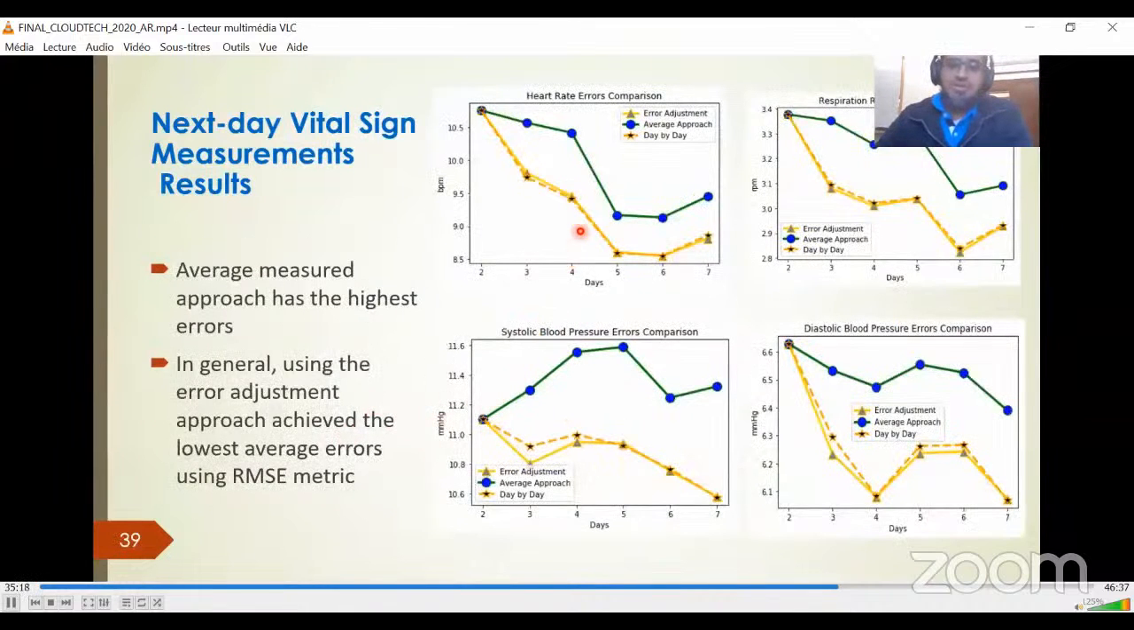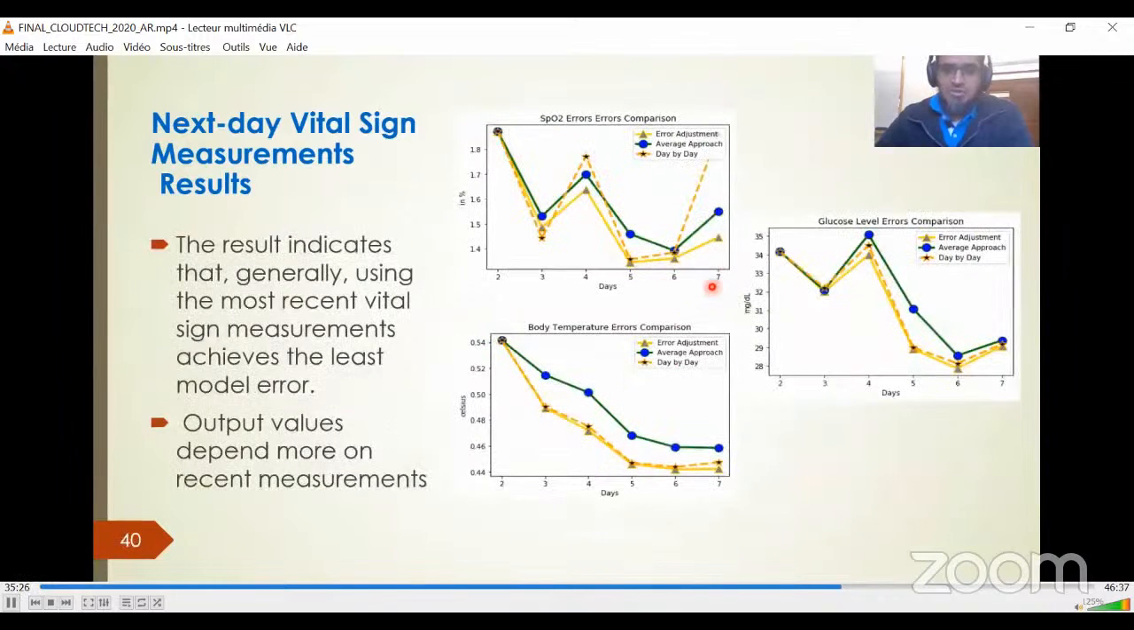Second, we can see that the error adjustment in general achieves the lowest error. And from the day-by-day and the error adjustment, since we only consider the last day, we found that using the most recent vital sign measurement achieved the least error. Also, the output value of the vital sign is limited more by recent measurements. It's not the same in the case of the average approach. So taking the old information doesn't help.